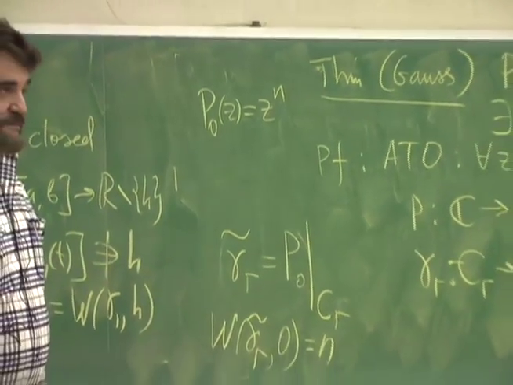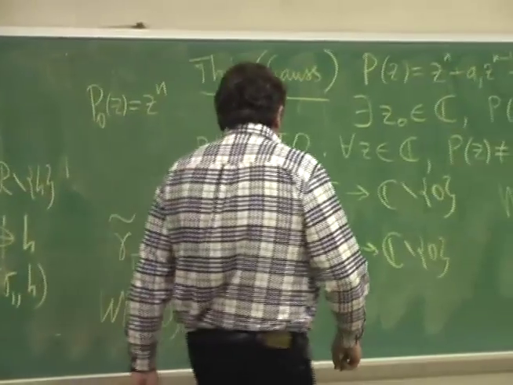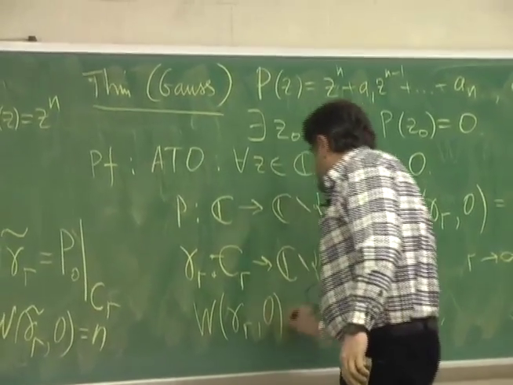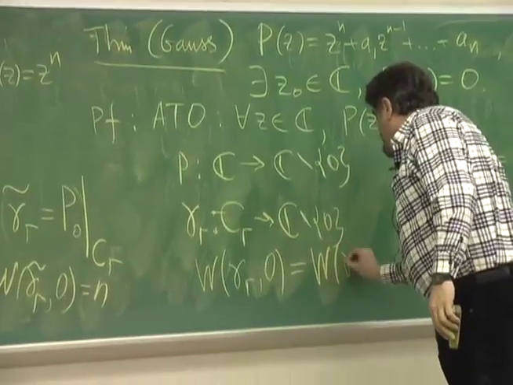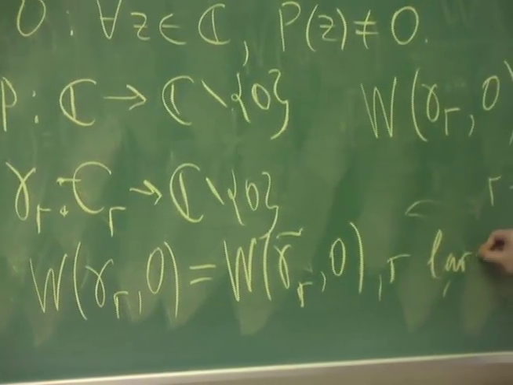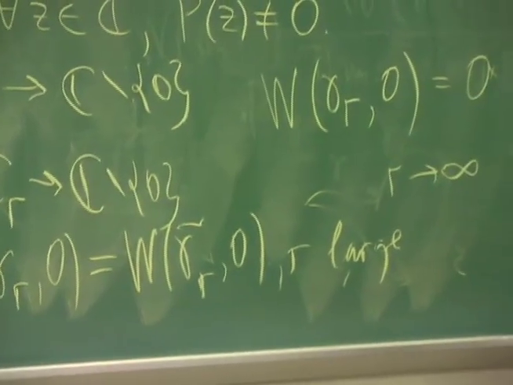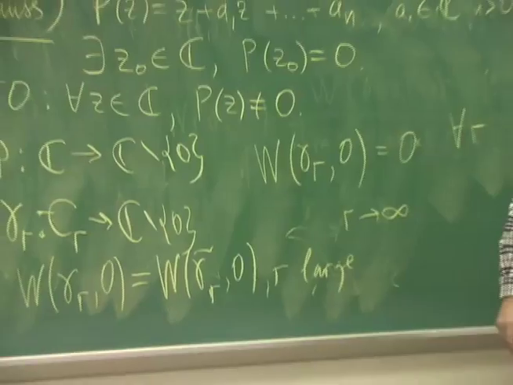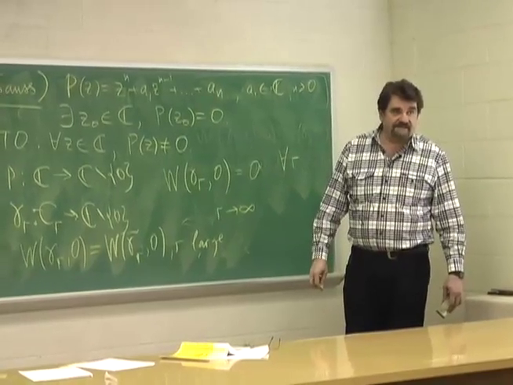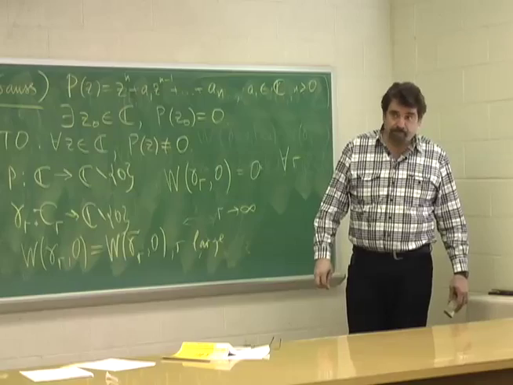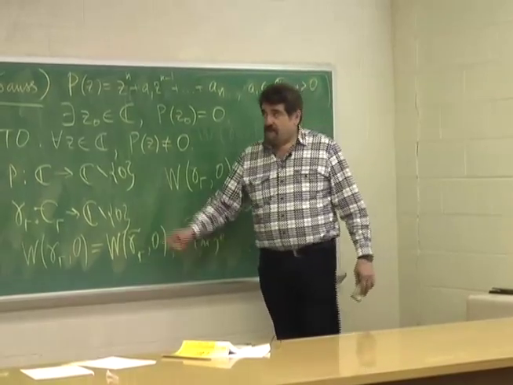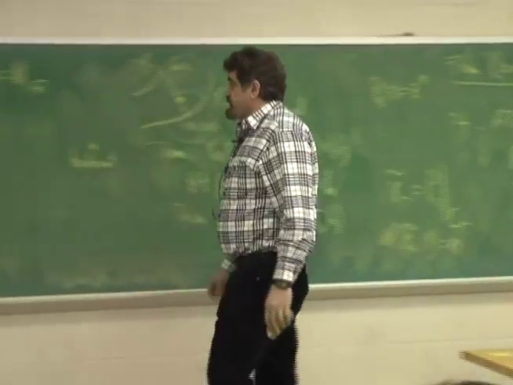Now, I want to show that gamma r 0 must be equal to gamma r tilde 0 for r large. I will prove it using the dog on the leash theorem. And this is a contradiction because the left hand side is n, the right hand side has to be 0 by our assumption, and the only thing I need to prove is this. I want to apply the dog on the leash theorem.